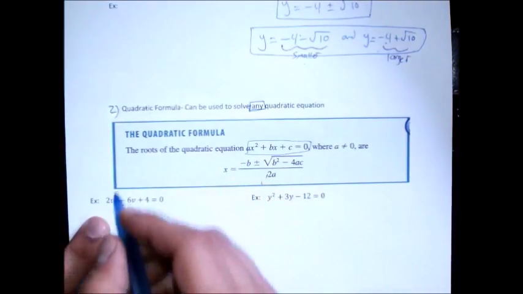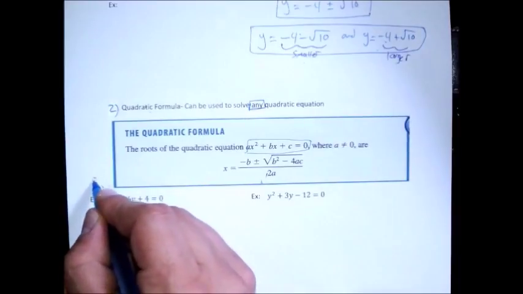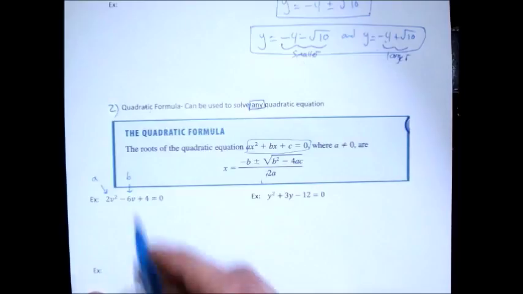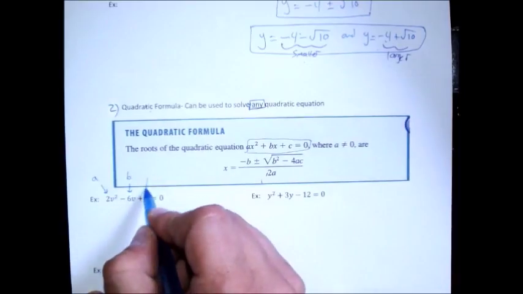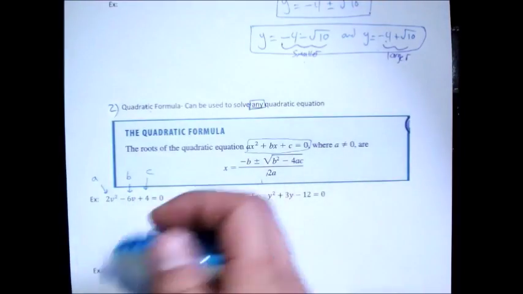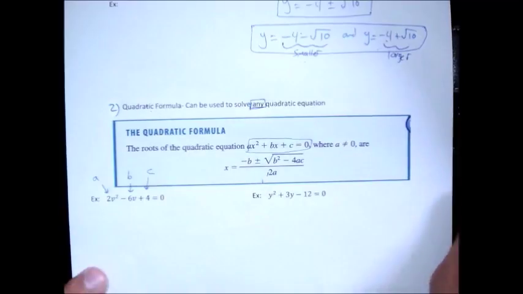And so when I look at this equation, my A is 2. My B is minus 6. Don't forget about the negative sign. And the C is the positive 4. And we can just get the answer right out of here. I think we won't need another example, so I'm going to go ahead and cross out that example.